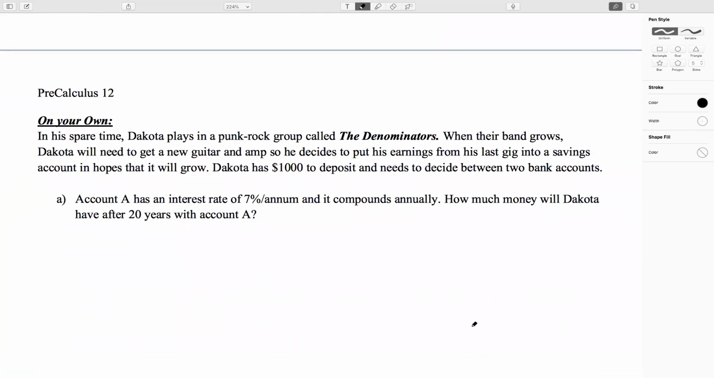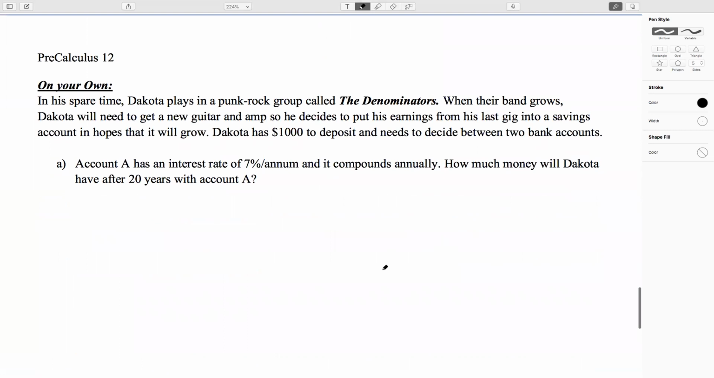All right, so we've got a couple more problems and then we'll be done for today. Dakota plays in a punk rock group called the Denominators. When their band grows, he will need to get a new guitar and amp, so he decides to put his earnings from his last gig into a savings account in hopes that it will grow. Dakota has $1,000 to deposit and needs to decide between two bank accounts.